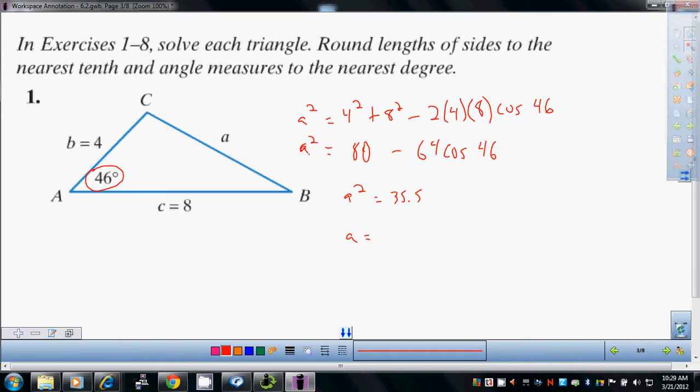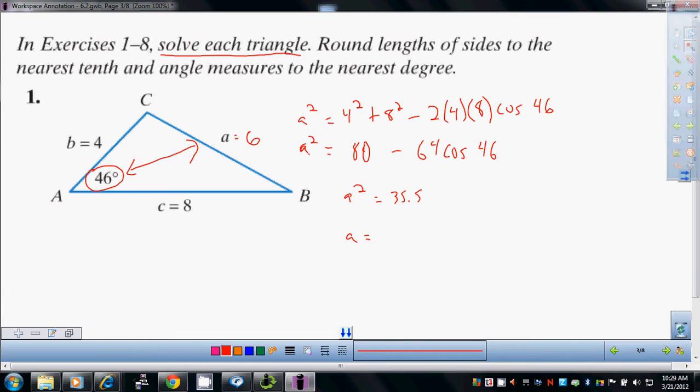I'm guessing 5.9. Yes. 6.0? 6. Now, thank you. Notice, it actually says solve the triangle. So I'm not done. I found this, but now look what I have. I now have a side angle pair, and I can finish this triangle with the law of sines.